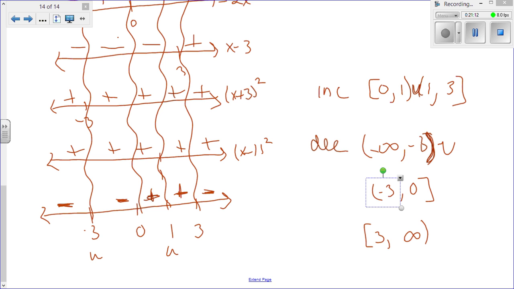Alright, the whole idea here is basically take a derivative. Once you get your derivative, find your zeros of your derivative, make your number lines, figure out where your derivative is positive or negative. Where your derivative is positive, your original function is increasing. Your derivative is negative, then your original function is decreasing.